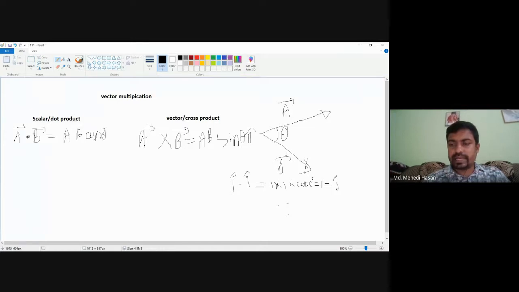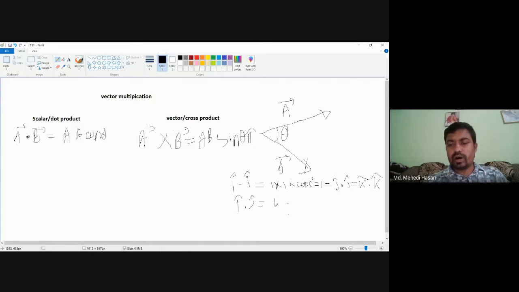You consider j dot j, j dot j is also 1. And also in case of k, if you consider the k vector, k dot k is equal to 1. So i dot i equal to 1, j dot j equal to 1, k dot k equal to 1. In a simple way, we can say that for the same unit vector, the dot product result will be 1.